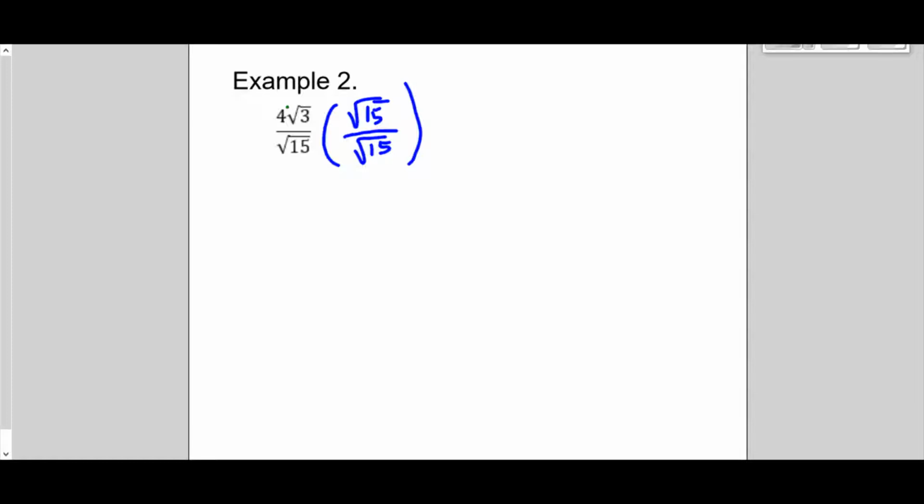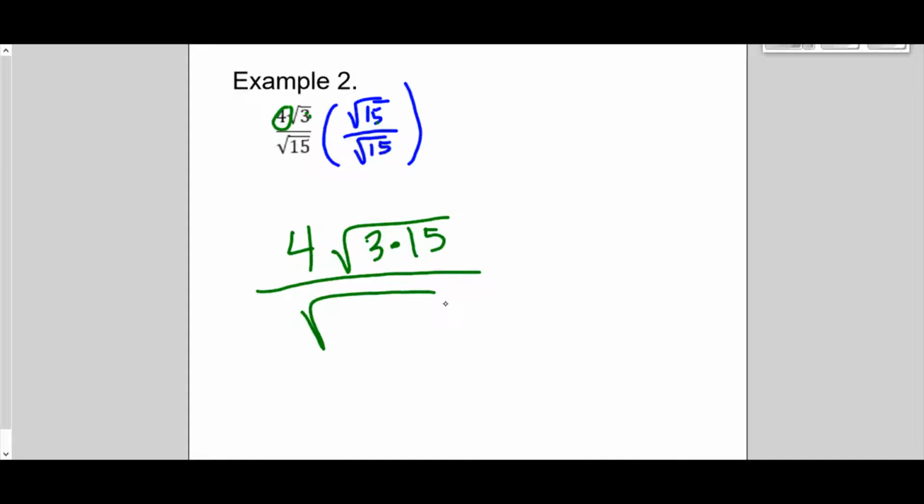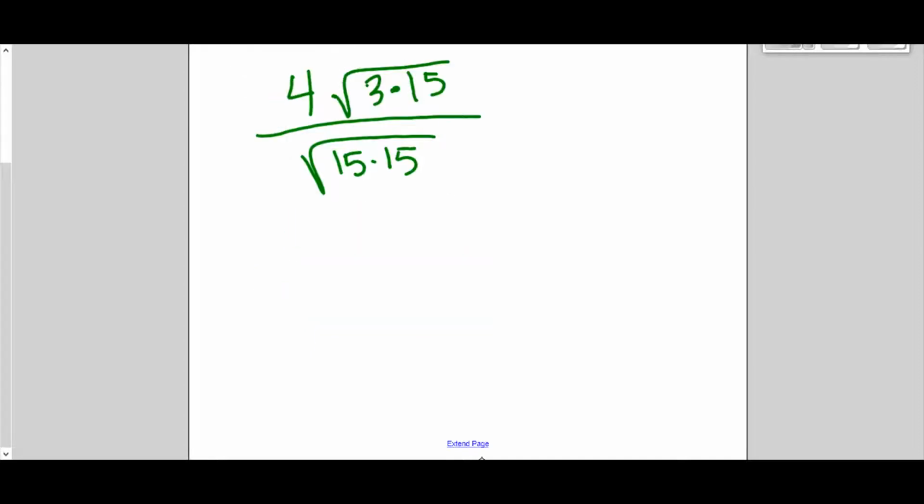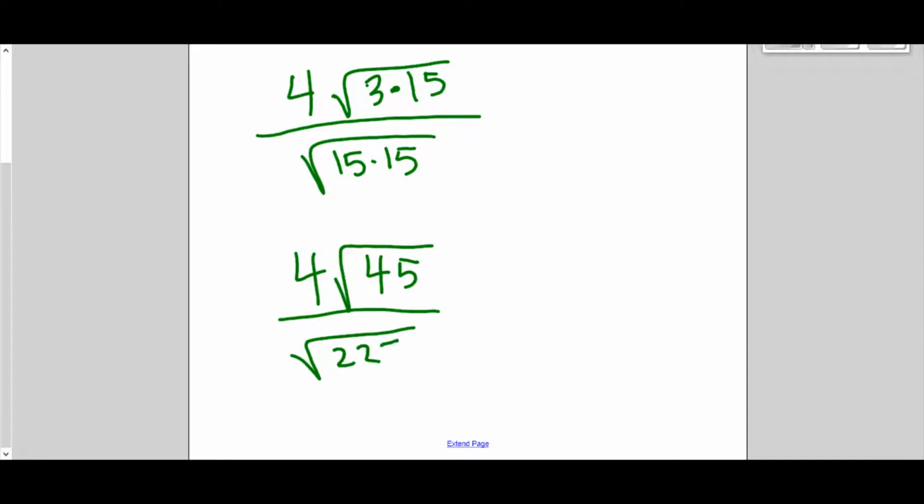So when we do this, we have 4 outside the radical. So I'm going to put 4. And then the 3 and the 15 are both inside. So this will be times 3 times 15. I'll just show that one so you can see the multiplication. And this is divided by 15 times 15. Again, I'll show this one so you can see the multiplication all the way through. 3 times 15, so this is going to be 4 times the square root of 45, divided by the square root of 225.